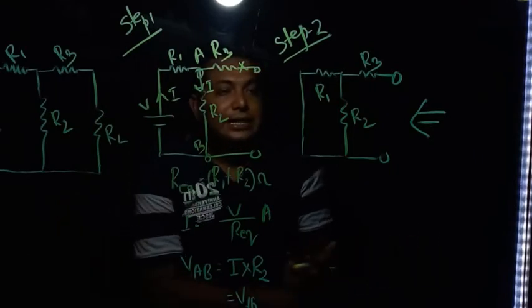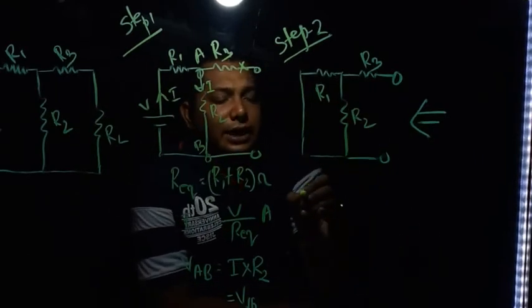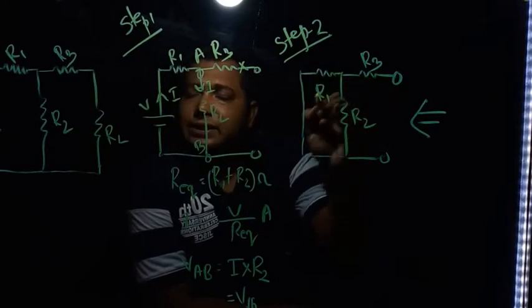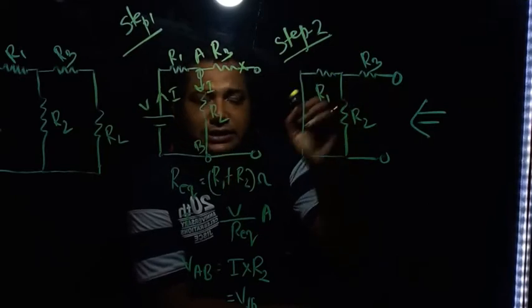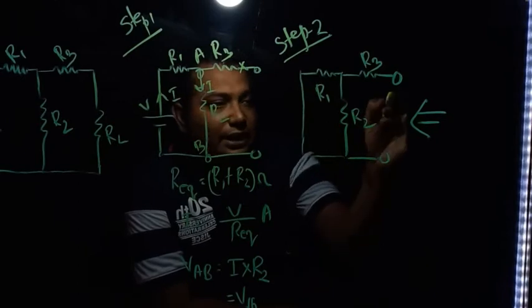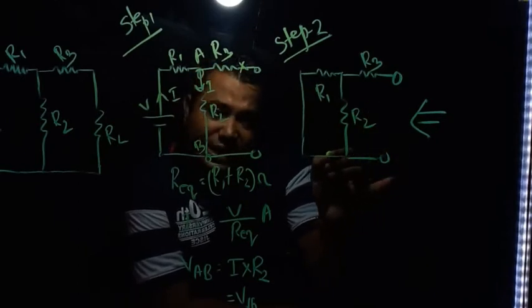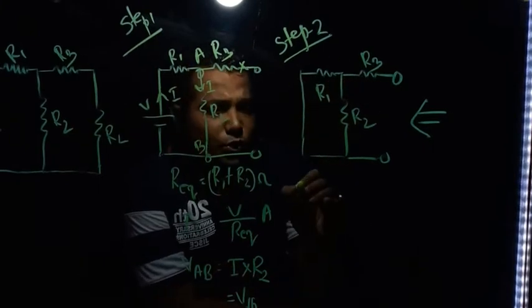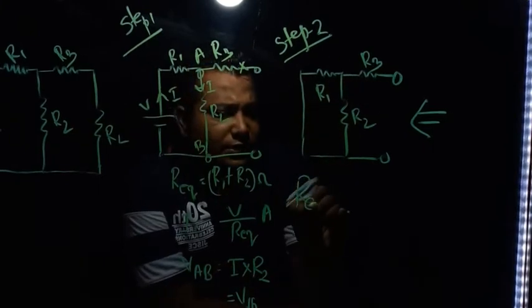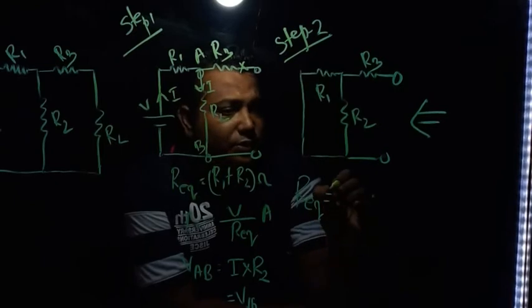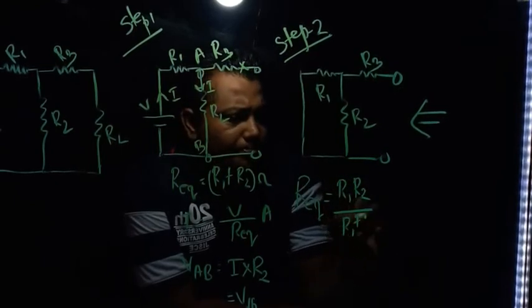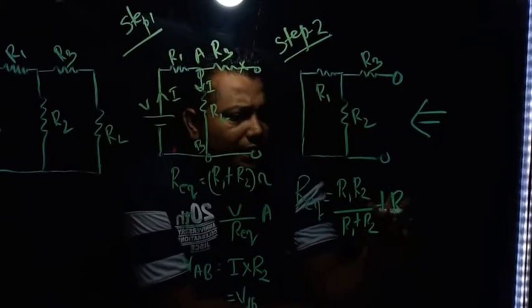So if we think that the current is flowing like this, and in this node it is dividing, so these two are in parallel with that this one in series. And inversely, if we think that the current is flowing in this direction, then also we can say these two are in parallel with that this one in series. So the equivalent resistance for this particular step is equal to R1 R2 parallel with that R3 in series.